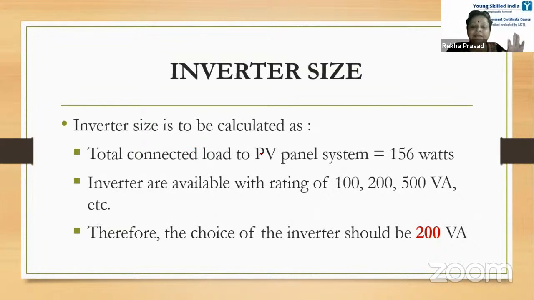Inverter size is to be calculated as total connected load to PV panel system. We had calculated this 156 watts, and generally inverters come in 100, 200, 500. So according to which is nearer to this, 200, because 500 will be more and 100 will be much less. So this is the best. Therefore the choice of the inverter should be 200 VA.